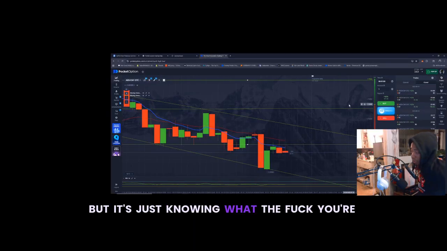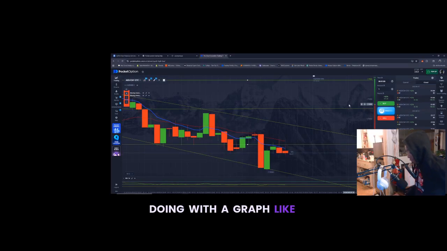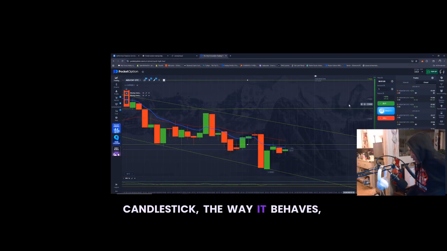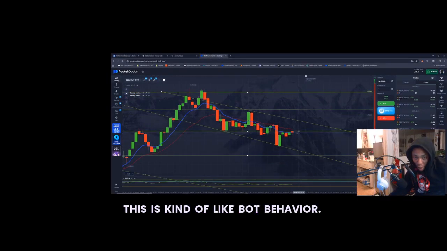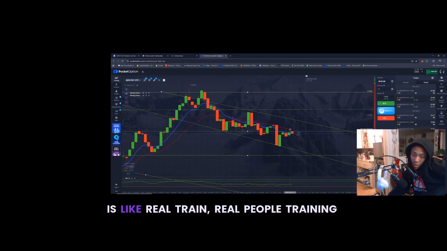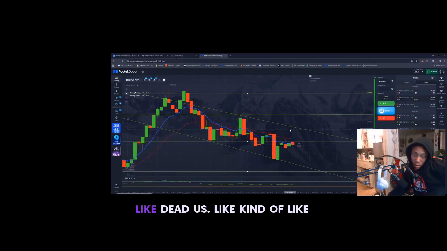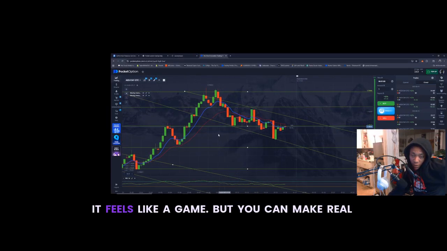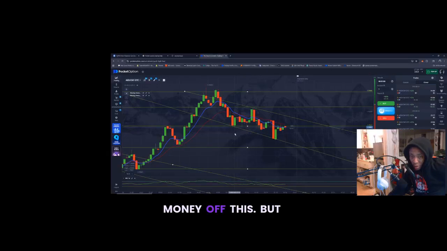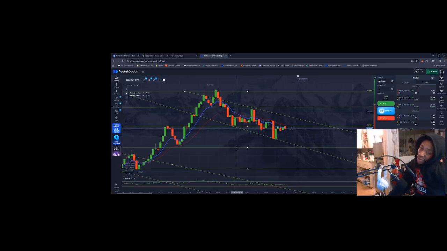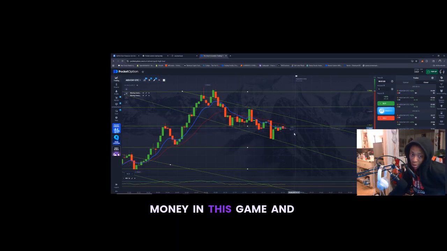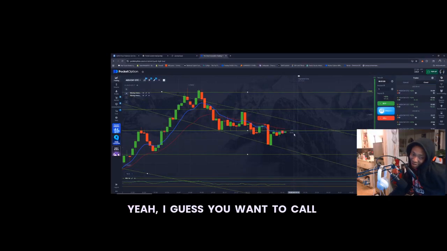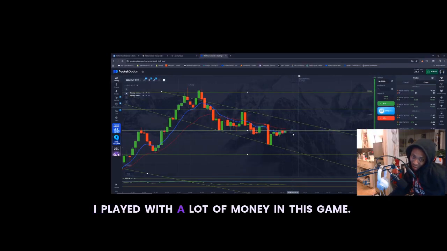But it's just knowing what you're doing with a graph, and the nature of a candlestick, the way it behaves, where the price is going. This is kind of like bot behavior. I don't even think this is like real trade. I don't think the trade is like that. It feels like a game, but you can make money off this. But I mean, it's risky. I played with a lot of money in this game, and yeah, I guess you want to call it a game.